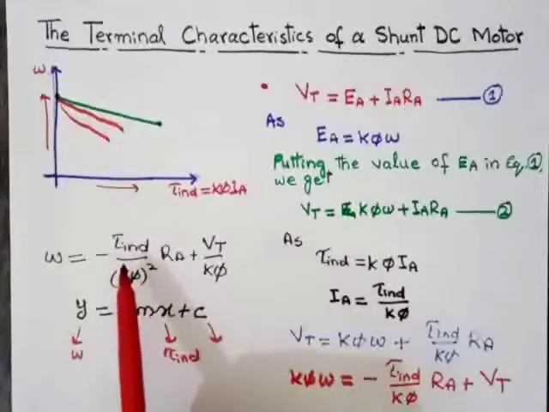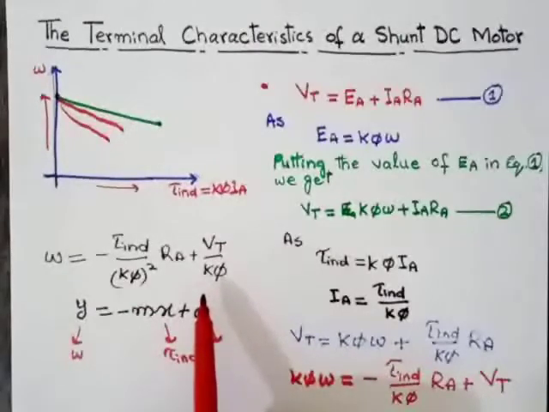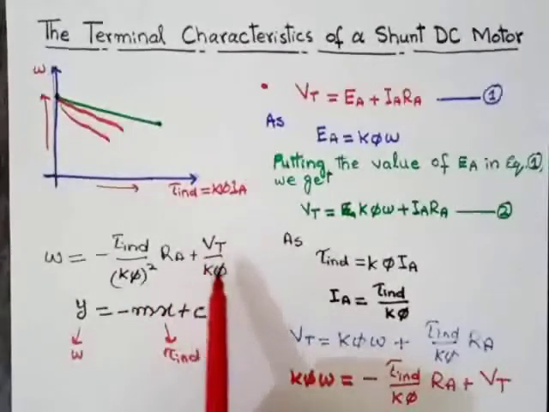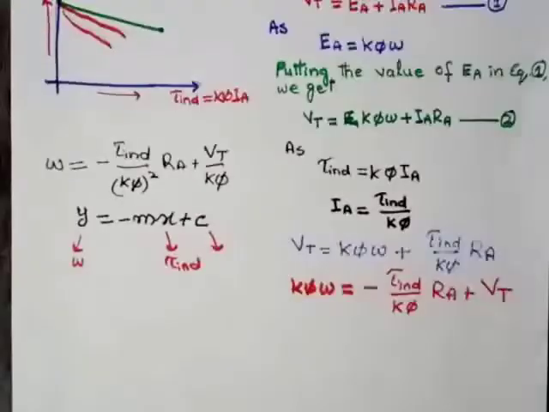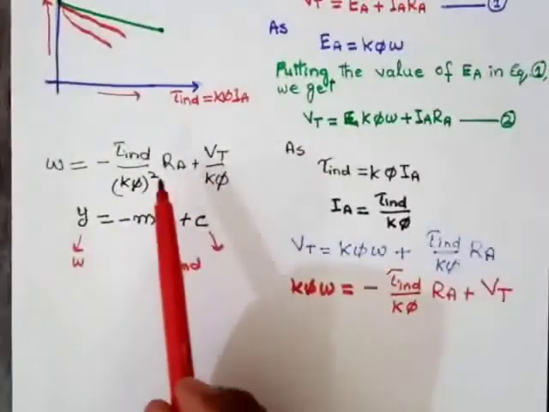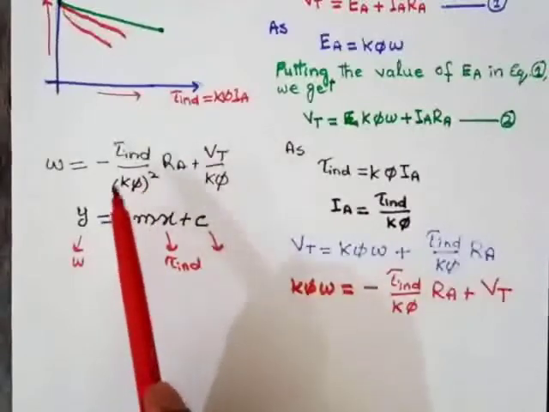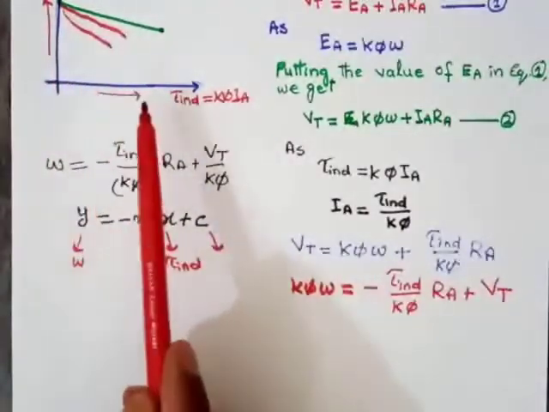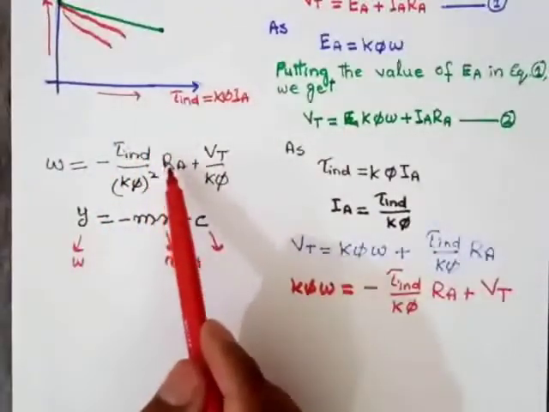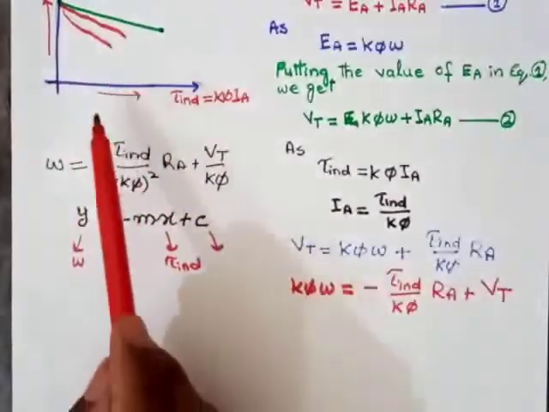Putting the value of tau induced 0 in this equation, this factor will be 0. The remaining factor will be equal to omega, that is omega will be equal to Vt over K phi. Therefore, the graph of omega will start from this point. In this equation, Vt over K phi tells us the initial point, and the factor Ra over K phi square tells us how fast or how slow the speed will decrease when we increase the load. This factor is very important.